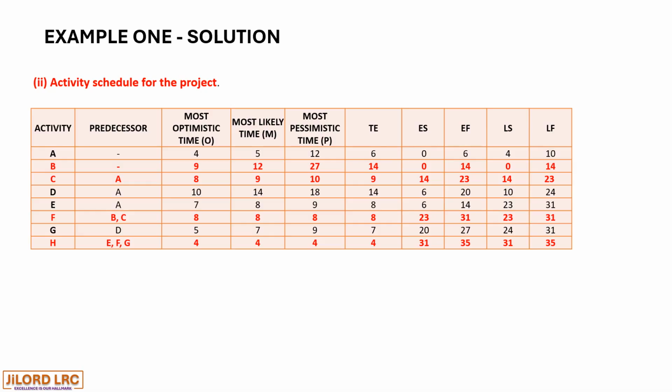So this is how the activity schedule for the project is completed. And the last of the questions is for us to find the critical path, which we have found already. The total duration is 35 weeks, and the critical path is the path B, C, F, and H.